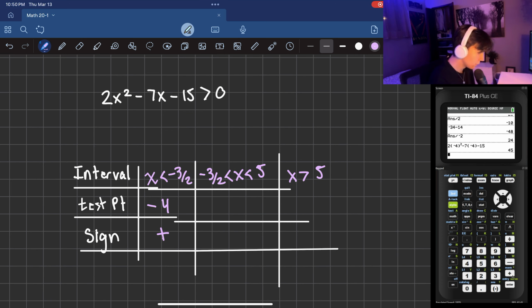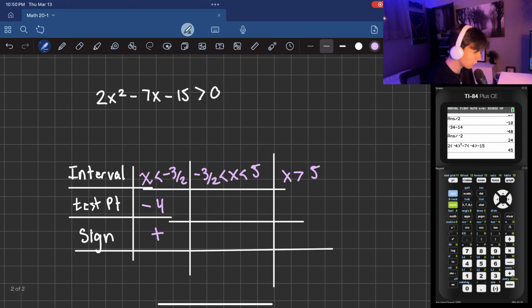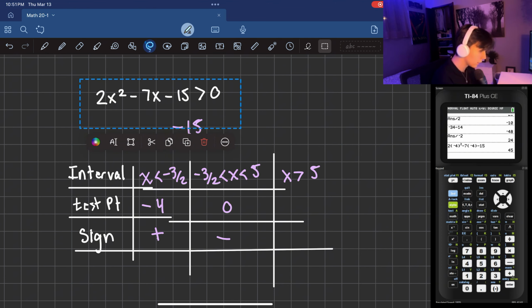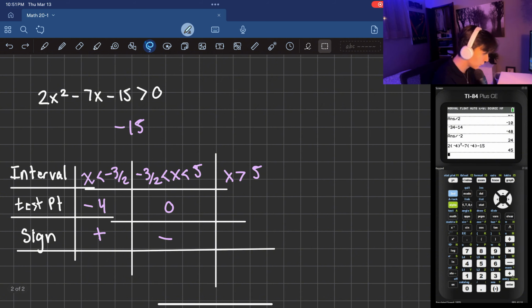And we have this one where we have a number between -3/2 and 5. A number between -3/2 and 5 is going to be 0, so we just plug in 0 here. And that gives us -15, which is going to give us a negative sign. So we have this point as negative. Now we have to pick a number that's greater than 5. I'm going to pick a number like 6 since that's nice and easy. So let's just plug 6 into our expression and see what we get.